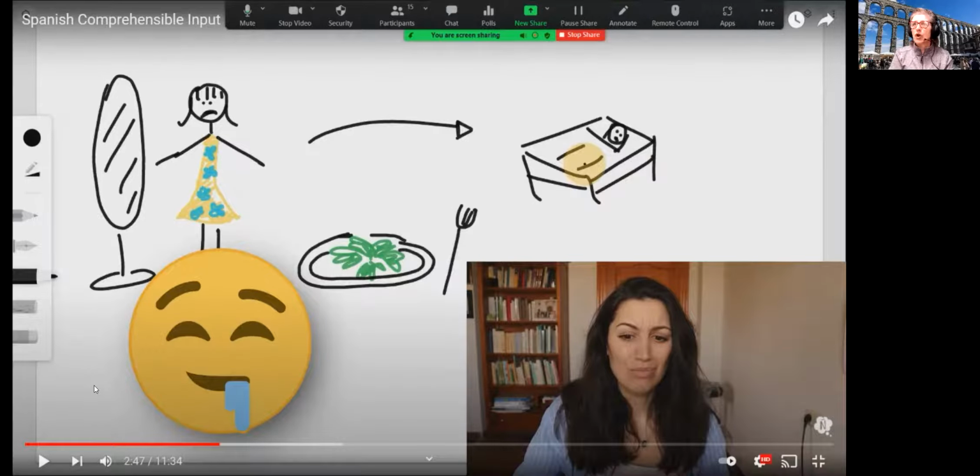Nota que tiene, nota means she notices. Yeah. Nota. She takes notice of, she notices. Nota que tiene mucha hambre. She's very hungry. She's really hungry.